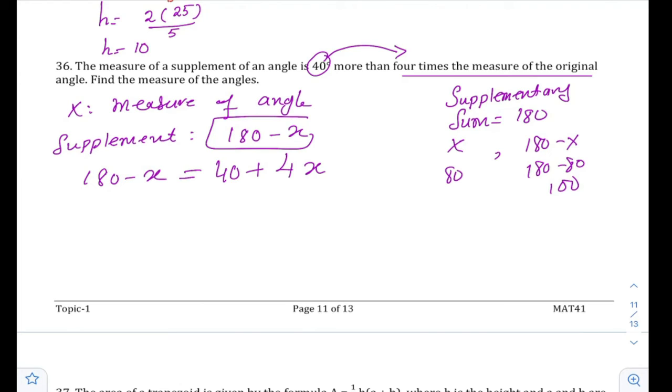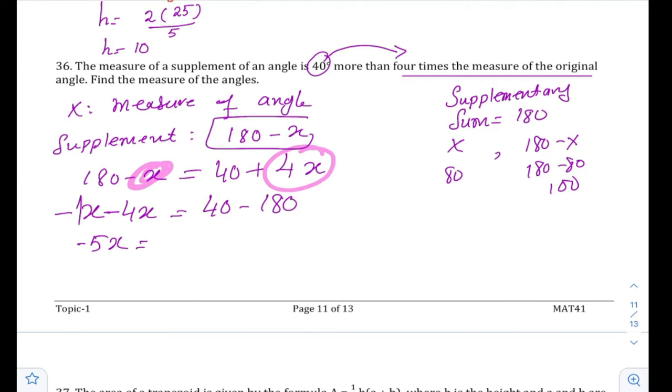The most important thing is to write the equation in a proper way. أهم شيء تكتب الإيكويشن صح. And now we need to solve. We will combine like terms. So negative x minus 4x is equal to 40 minus 180. Negative 1 minus 4 is negative 5x. 40 minus 180 is negative 140.